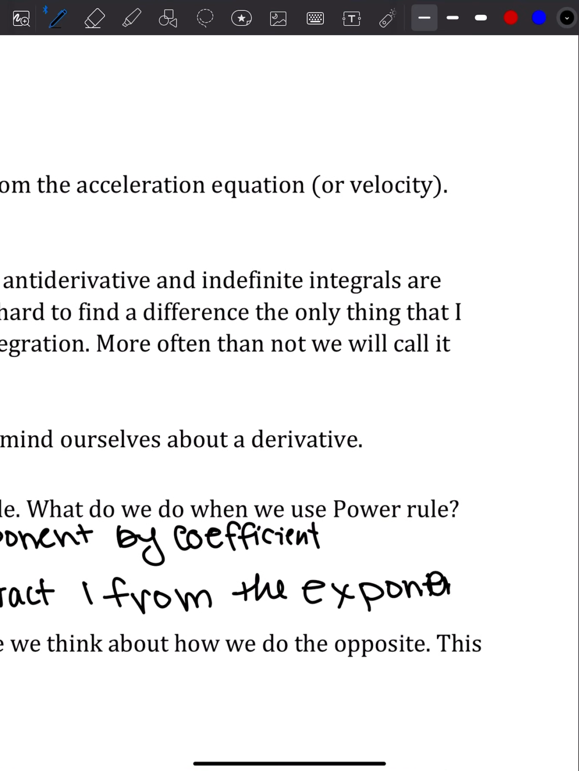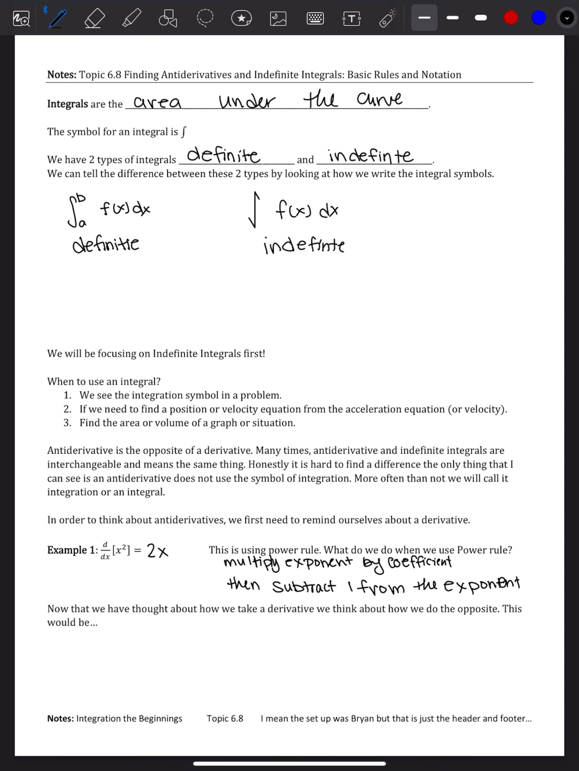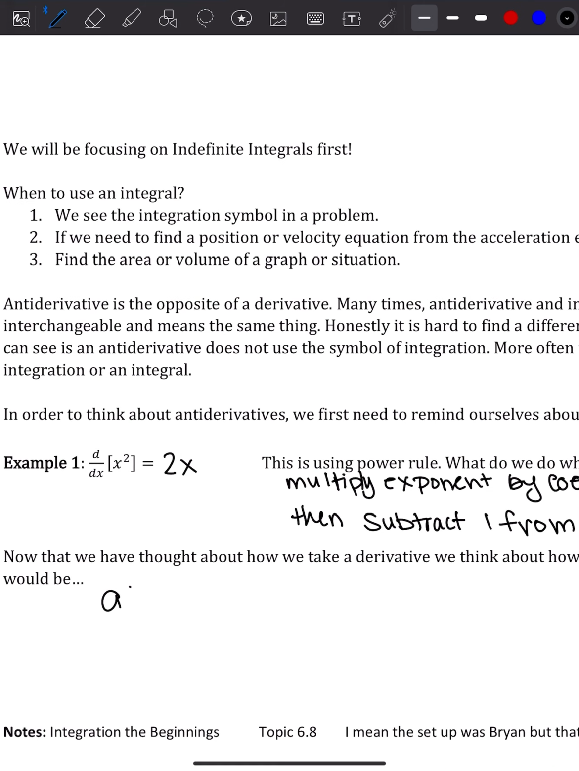So now that we've thought through that, multiply the exponent by the coefficient, then subtract 1 from the exponent, we are going to be thinking about the opposite of this. And when we think about the opposite, we also need to do the opposite order. So whatever was last, we do first. So instead of subtracting 1 from the exponent, we're going to add 1 to the exponent. And instead of multiplying by the coefficient, we're going to divide by the new exponent.